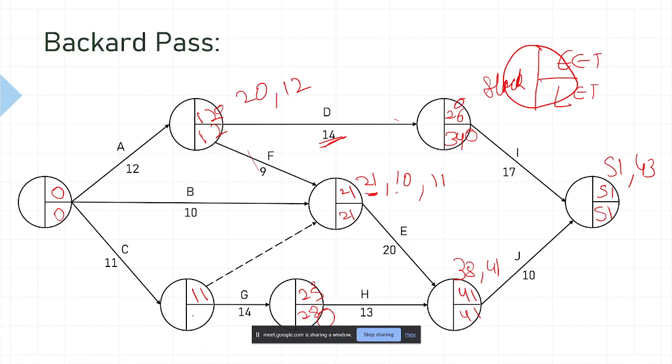What about this point? What should be the value here? 21. No, sir, 14. Sorry, yes, 14. Are you guys happy with this? Any value that I have written wrong?